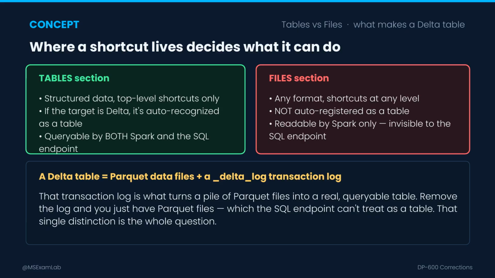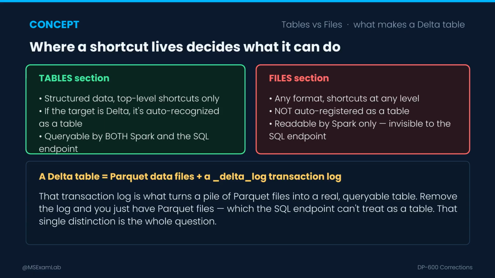Now, what actually makes a Delta table? A Delta table is Parquet data files plus a transaction log, the folder called Delta log. That log is the thing that turns a pile of Parquet files into a real, queryable table. It tracks which files are part of the table, the schema, and the version history. Take the log away and you just have Parquet files which the endpoint won't treat as a table. So when you see Parquet and Delta as separate choices, remember, Delta is Parquet plus that log, and the log is exactly what the endpoint needs.